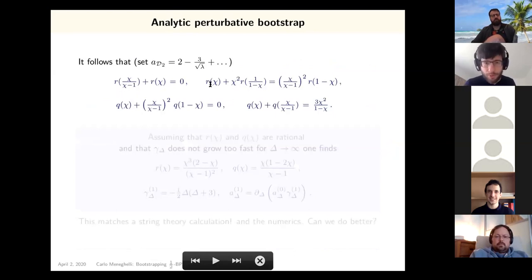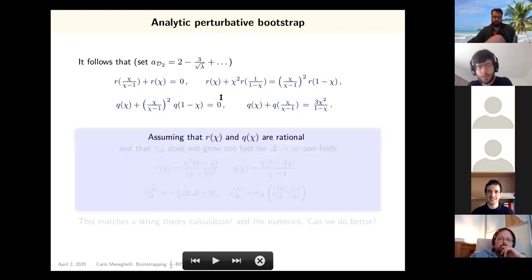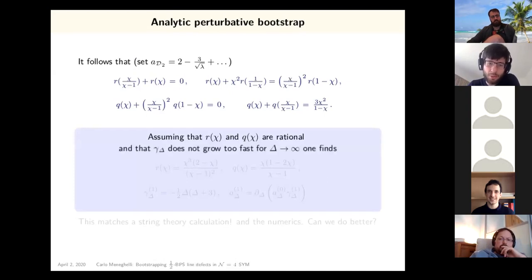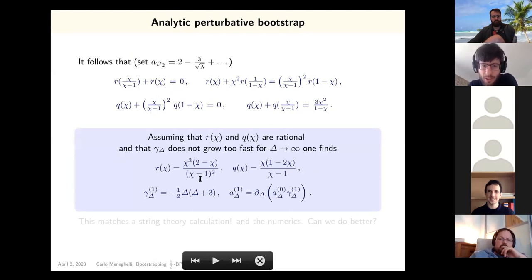So they have two types of transformation. One is chi to one minus chi, like here, and then q has this relation. And what you find is that if you assume that r of chi and q of chi are rational, and you further assume that the anomalous dimension gamma delta doesn't grow too fast for large delta, then you find that r of chi and q of chi are uniquely fixed by the above, and you can find the CFT data. And this exactly reproduces the string theory calculation of John B. Seidlin, I would say, with very little effort.